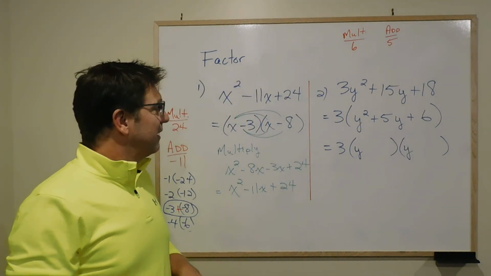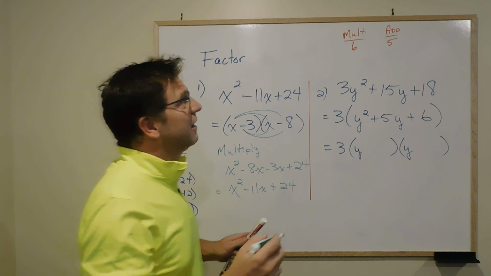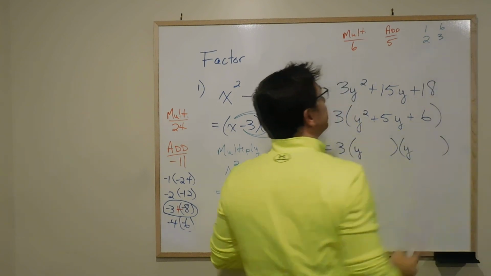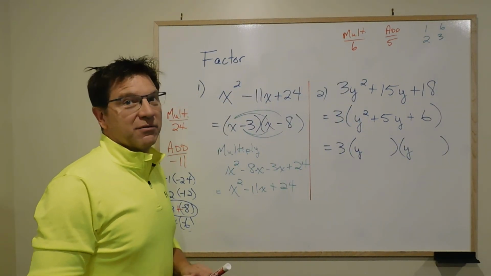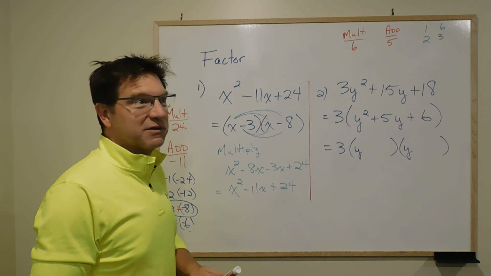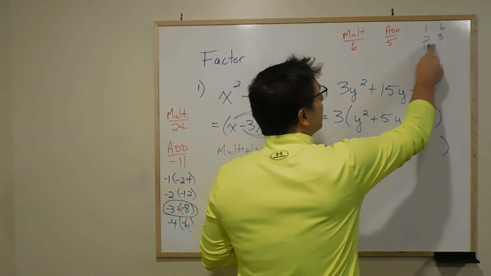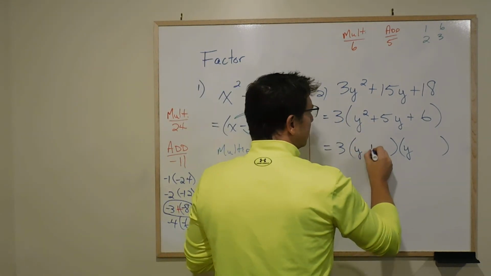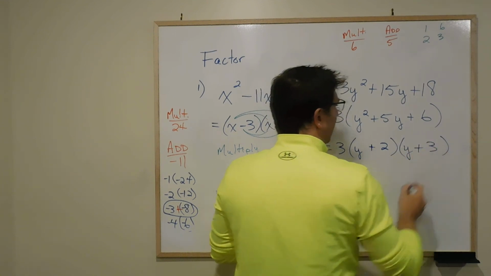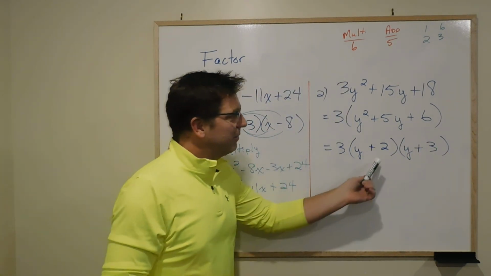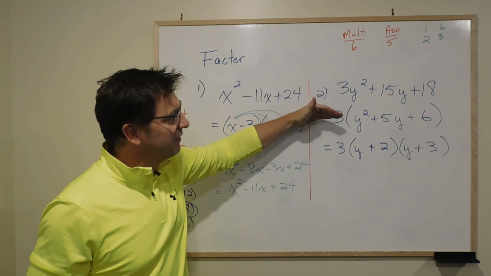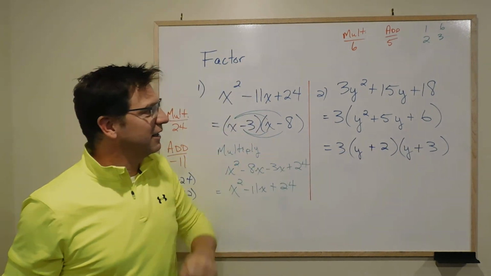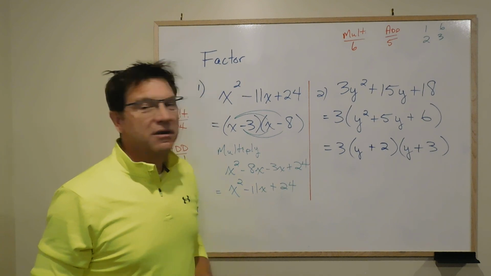Well, it's a pretty limited pool, right? I've got 1 times 6 and 2 times 3. The negatives won't add to 5. It looks like 2 and 3 will add to 5 and multiply to 6. And those are positive, so plus 2 and plus 3. And again, order doesn't matter. It could be plus 3 and plus 2. But now what I've done is I've taken the greatest common factor, and then I've broken up this trinomial into 2 factors. So we get 3 bracket y plus 2 bracket y plus 3.